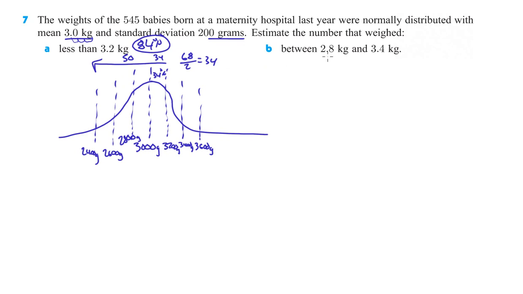And then B, between 2.8 right here and 3.4. So this amount in here. So this right here we know is 68%. This right here is another 13.5, so that's going to be 68 plus 13.5%. 81.5% is what B is going to be. Okay. All right, last one.